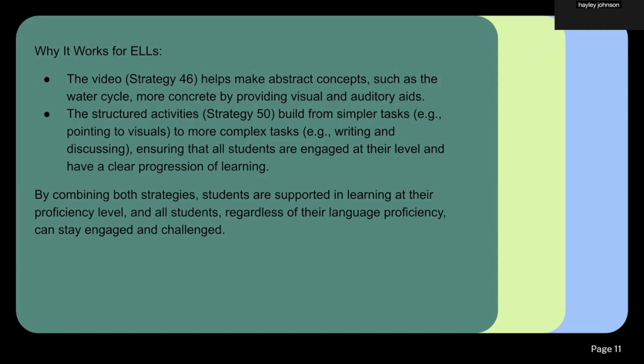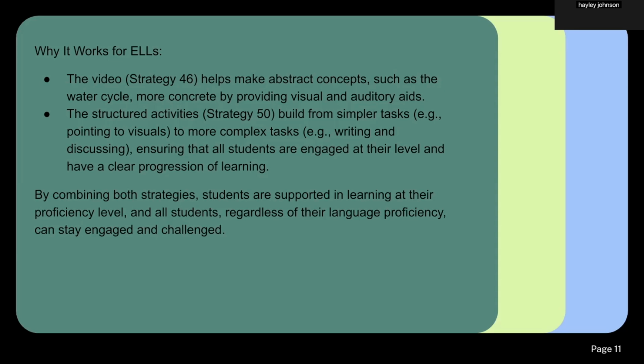Step 2, after the video, use strategy 50 to scaffold students through different activities based on their proficiency level. For pre-emergent students, ask them to point to the cloud during the section on condensation. For intermediate students, have them work in pairs to fill out a chart describing each stage of the water cycle. For advanced students, put them in small groups to discuss how the water cycle affects the environment using the vocabulary and concepts they've just learned.